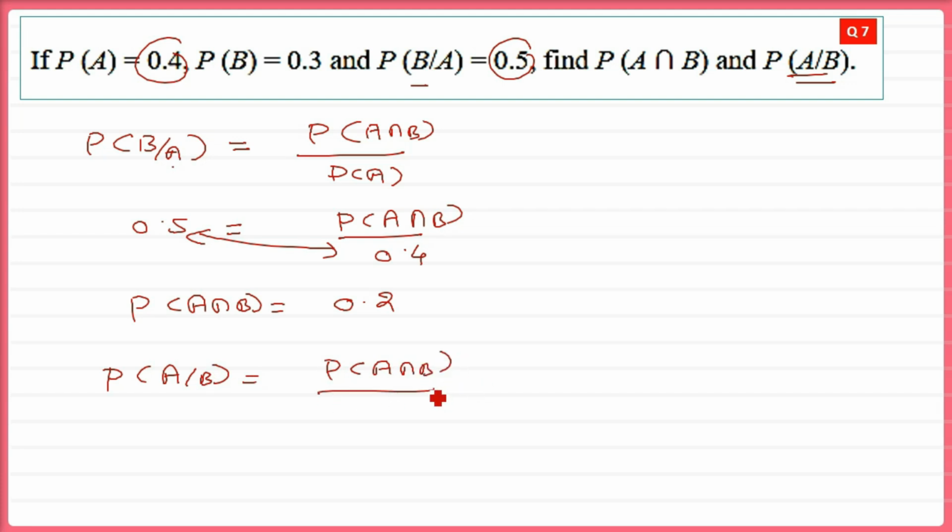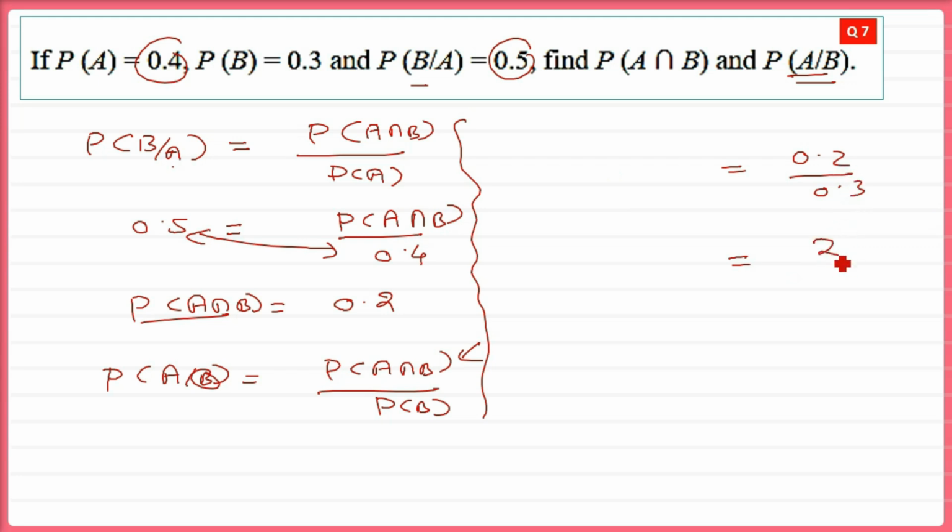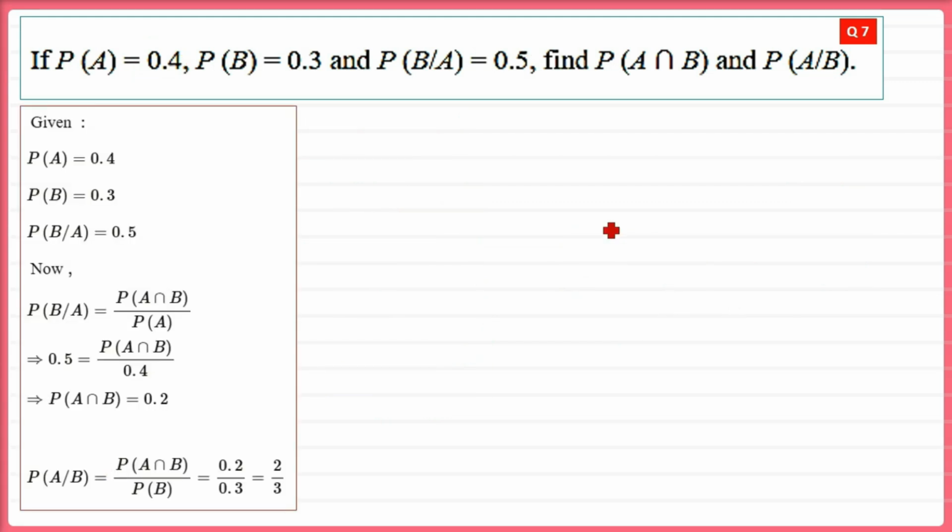That will again be P(A ∩ B), and P(B) will come in the denominator. So what all do we have? P(A ∩ B) is 0.2, P(B) is 0.3, and this is P(A/B). So 0.2 by 0.3 is 2 by 3. This 2 by 3 will be your probability of A when B is known. That's your answer. So the two things we have found out. This is the formal way you have to go about solving this.